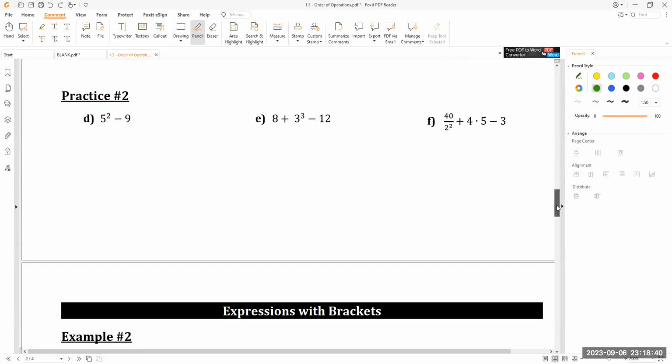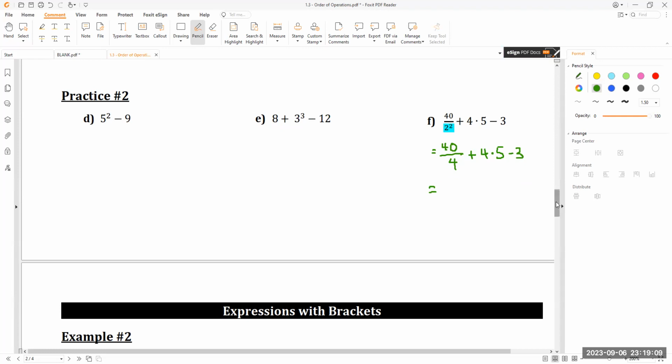Practice number 2, I think you can try that on your own. A quick hint with that part. Okay, that's a 40 divided by a 2 squared. The exponent must come first. So this is practice 2. I'm going to rewrite this and do the exponent first. And the rest is up to you. I think you can continue this on. All right.